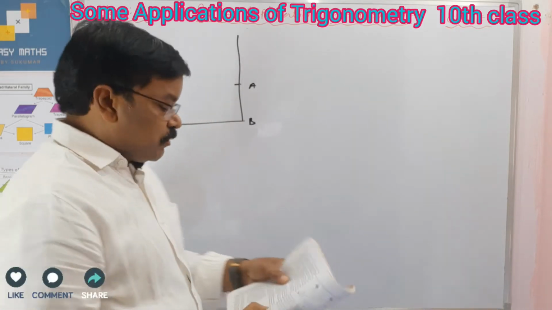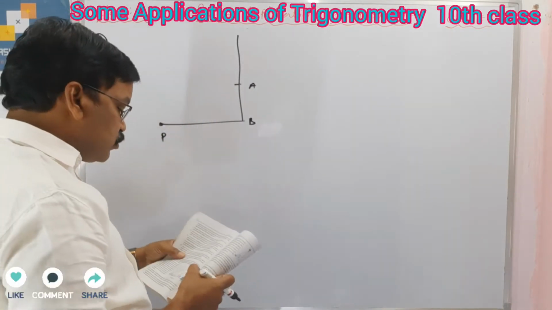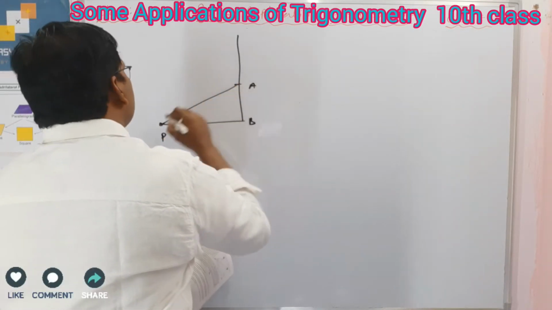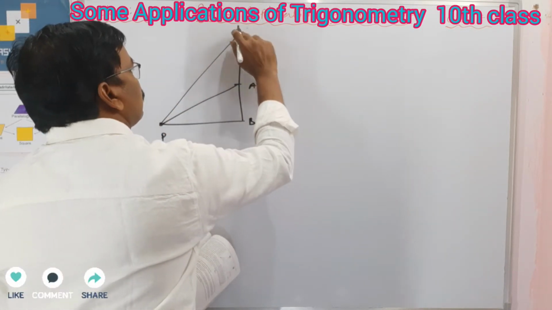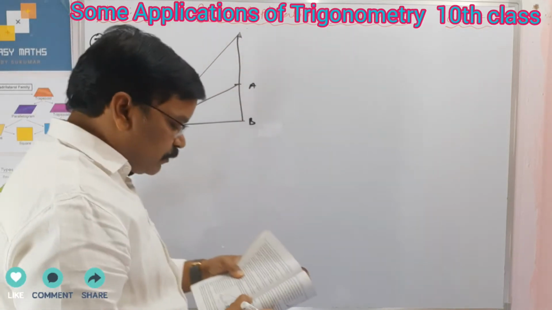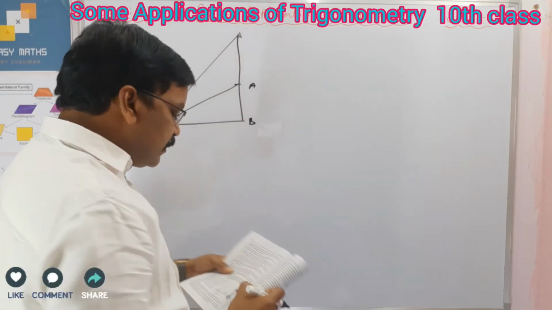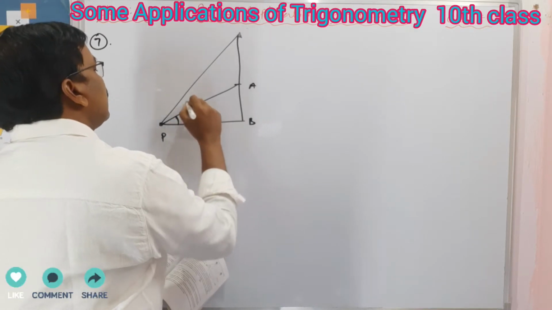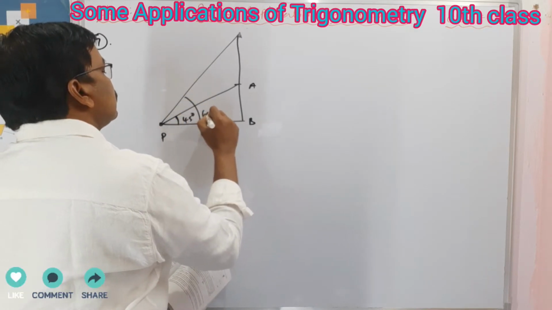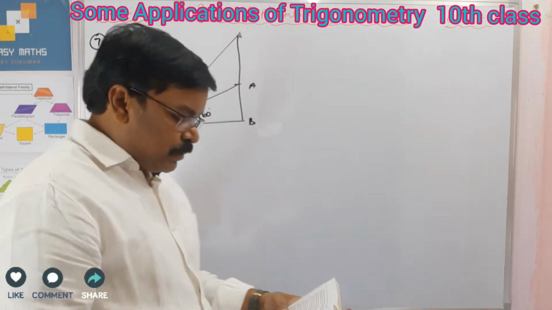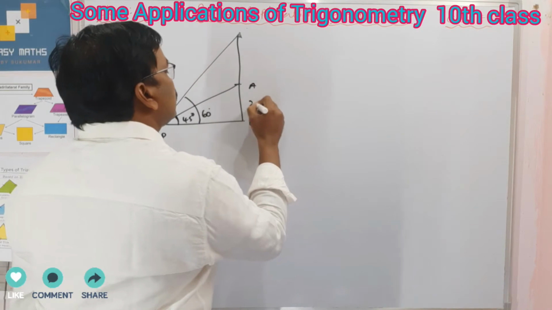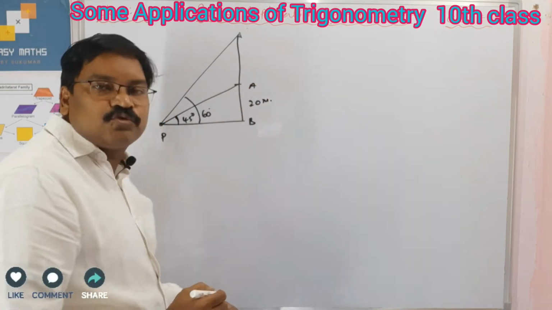From a point on the ground, this is the point on the ground, the angles of elevation of the bottom and top of a transmission tower. So this is one angle of elevation and this is another angle of elevation to the top of the building, are 45 degrees and 60 degrees. Actually, this is 45 degrees and this angle of elevation is 60 degrees. Find the height of the tower. See here, this AB is 20 meters. The height of the building is 20 meters.